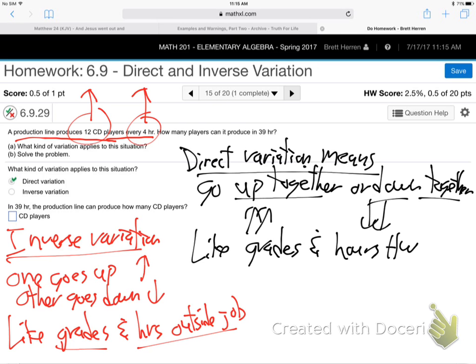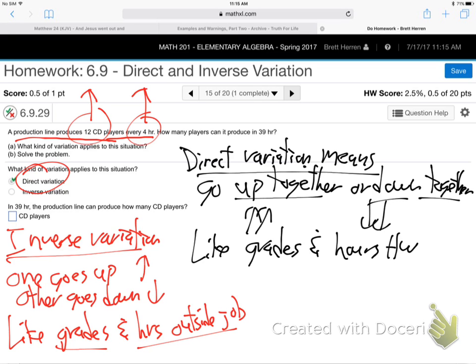So if hours of assembly go up, do they crank out more CD players or less? Well, more. More hours running the assembly line, more CD players will be cranked out. They're going together. Less hours on the assembly line running, less CD players produced. They go together, don't they? Up or down, they directly relate to each other, going together. So, okay, this is a direct one.